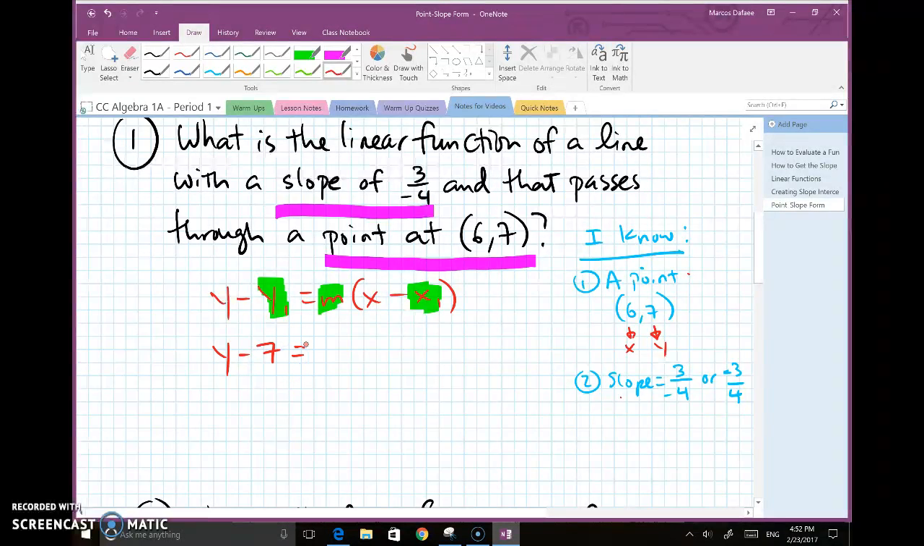The slope is 3 over negative 4, or like I said earlier, negative 3 over 4, however you want to write that. On the inside, you have x minus. Now, the x sub 1 means give me the x coordinate of the point we have. Now, we have a 6, so this becomes x minus 6. And that, believe it or not, is the function.